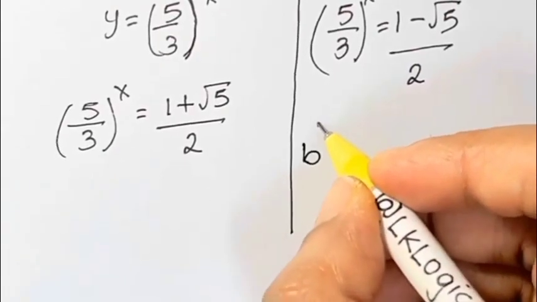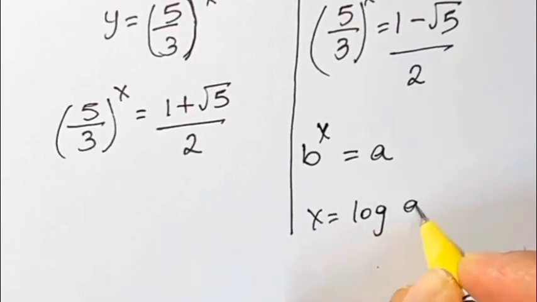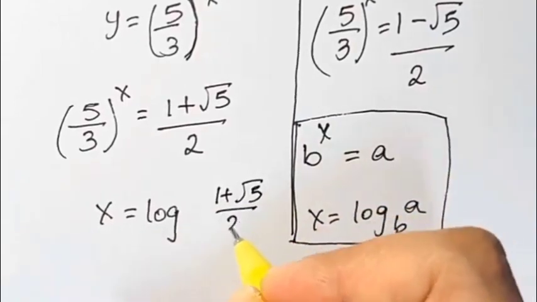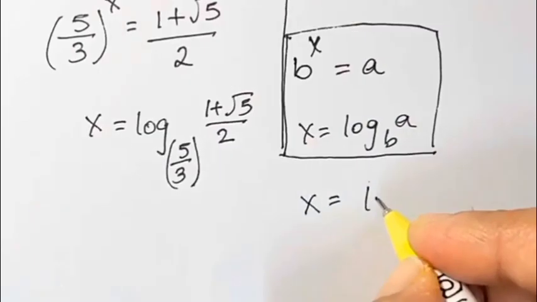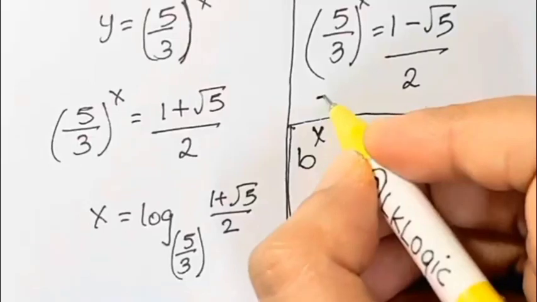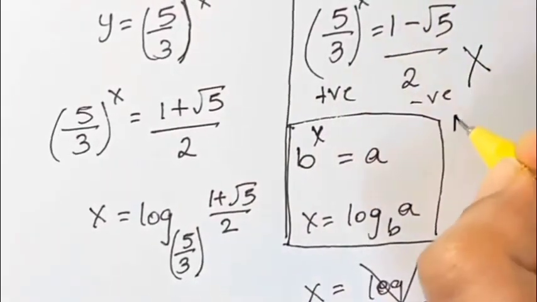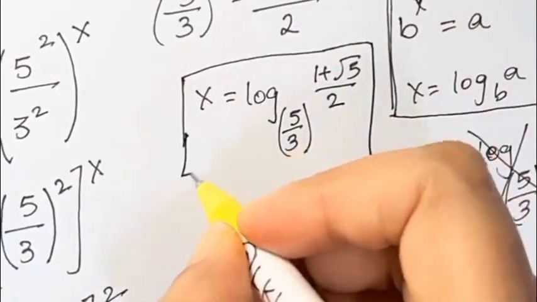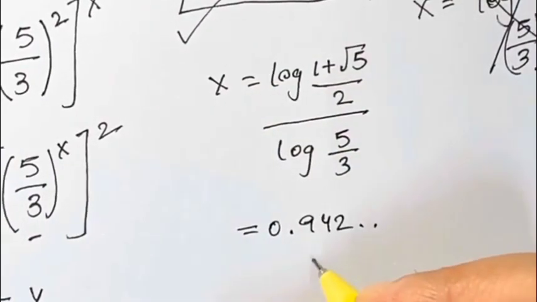And let's apply this. Whenever you have b to the power of x equals a, x is equal to log a to the base b. So here we have x is equal to log of 1 plus square root of 5 over 2 to the base 5/3. And this side, x is equal to log of 1 minus square root of 5 over 2 to the base 5/3, is not applicable because the base side is positive and this side is negative, so it's not applicable. So here we are going to go with this solution. x is equal to log of 1 plus square root of 5 over 2 over log of 5/3, which is equal to 0.942 and so on.